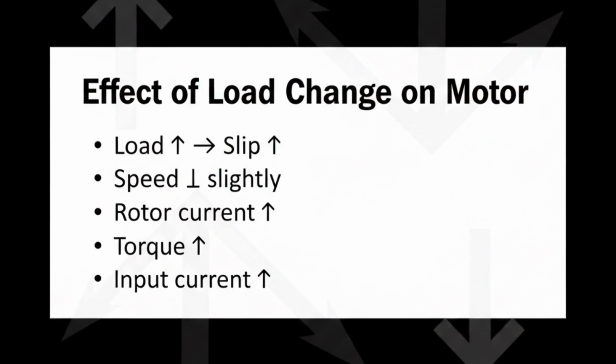When load on the motor increases, the rotor slows down slightly, which increases slip. Higher slip causes more rotor current to flow, which increases electromagnetic torque to balance the load. At the same time, stator current also increases to supply the extra power required. When load decreases, the opposite happens. Slip reduces, current reduces, and speed moves closer to synchronous speed. This self-regulating behavior is one of the most useful features of induction motors.